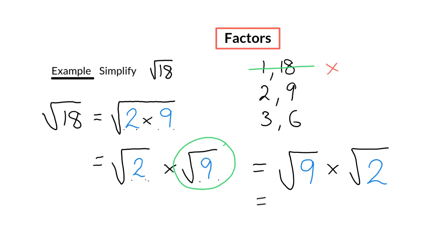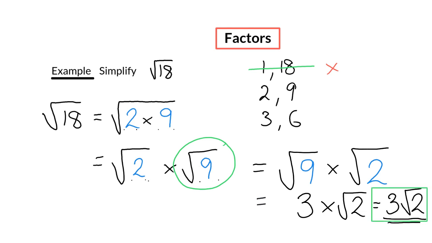So the square root of 9, from our square numbers, what number do we multiply by itself to get 9? That's going to be 3 times root 2. And we don't need the times when it comes to surds, so we'll just write 3 root 2. And that would be simplified. Okay, now that's the situation where we have our 2 and our 9. That works. So we can take a simplified version of the square root of 18.